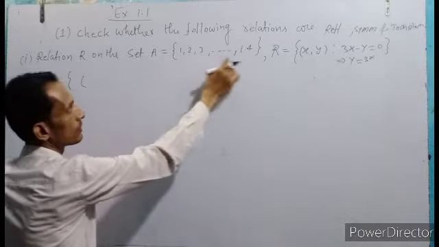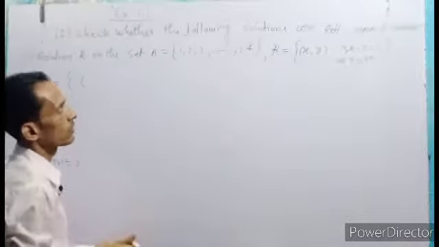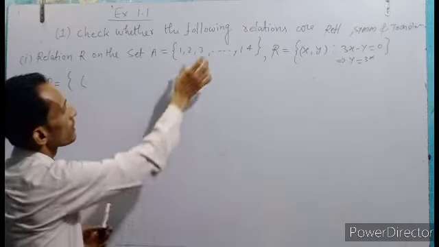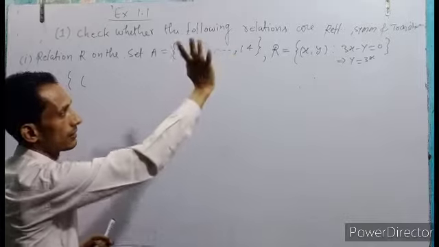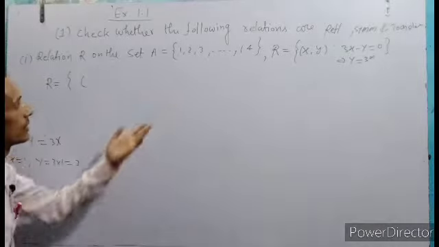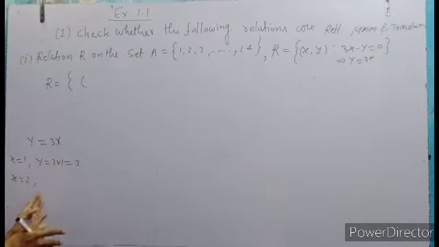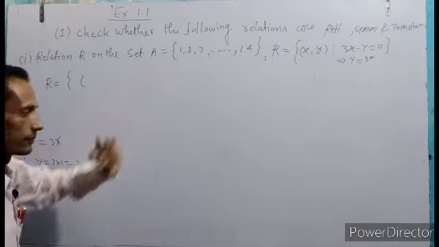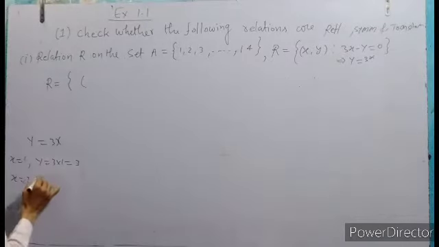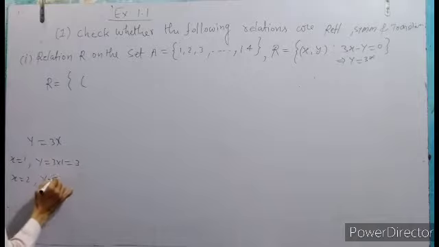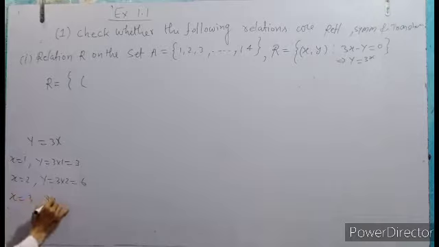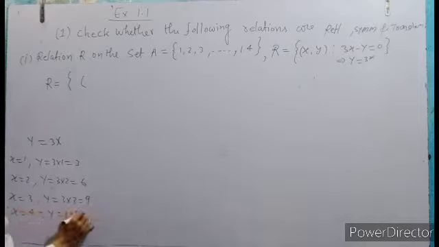Accordingly, we have to take all values of x and all values of y should be contained in the set A. Not any value taken from outside A. So x equal to 2, then y equal to how much? 3 into 2 is 6. If we take x equal to 3, y equal to 3 times 3 is 9. If we take x equal to 4, then y equal to 3 times 4 is 12.